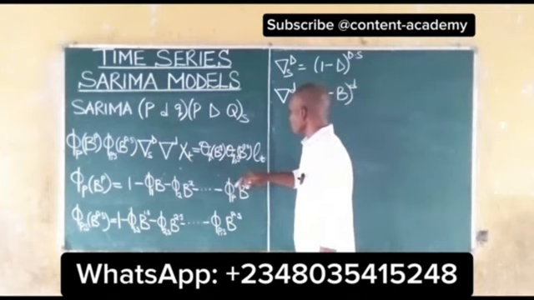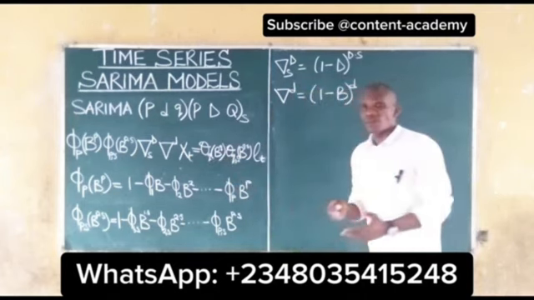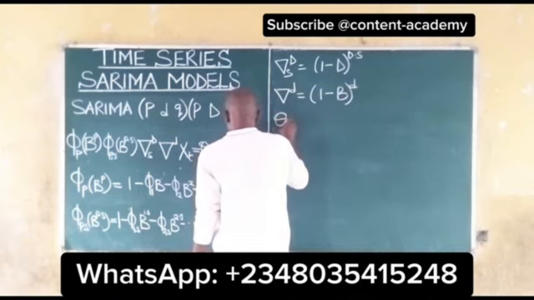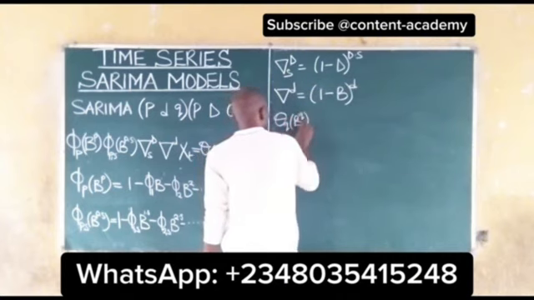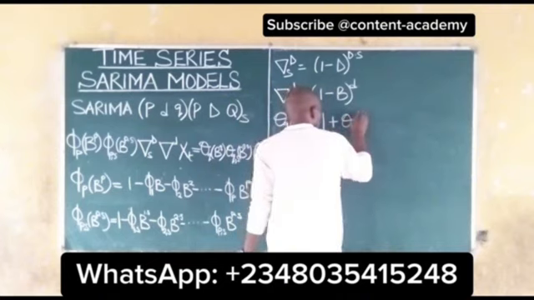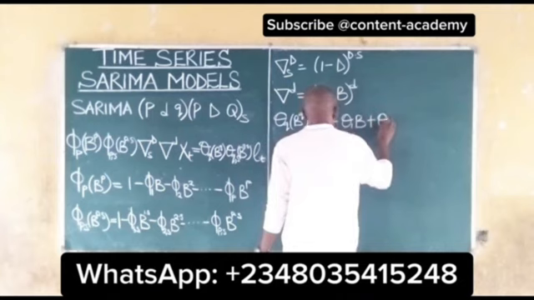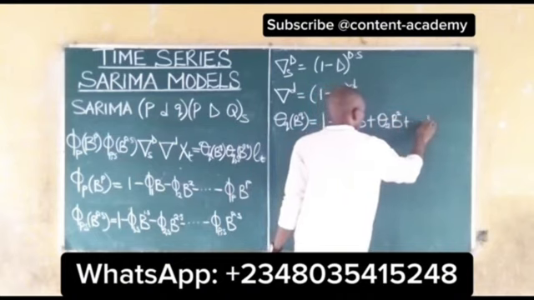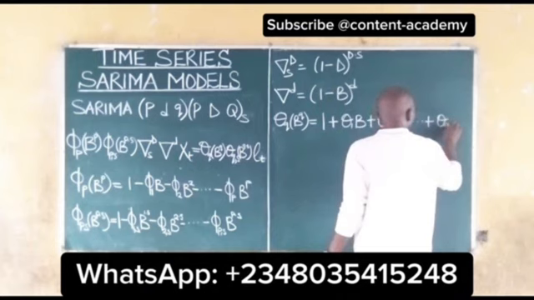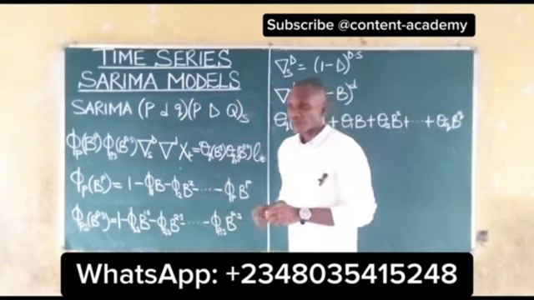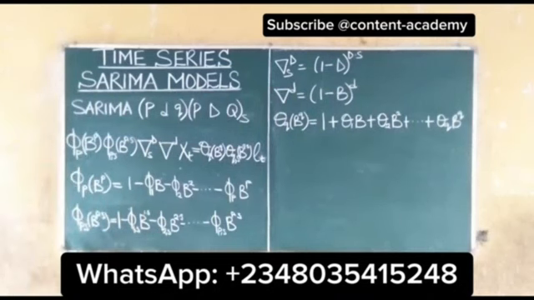We have the moving average. The moving average part, how is it computed? We have theta q, B to the q, equal to 1 plus theta 1 B plus theta 2 B squared plus, it continues that way, theta q B to the q. So that is how it can be computed.